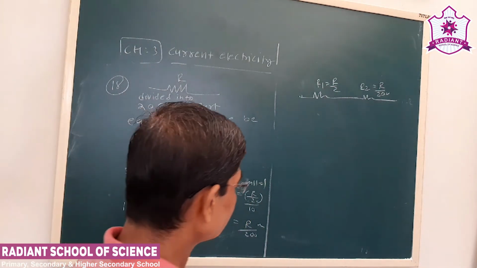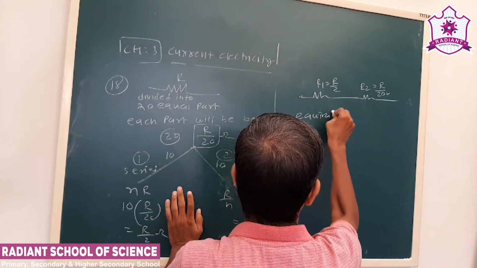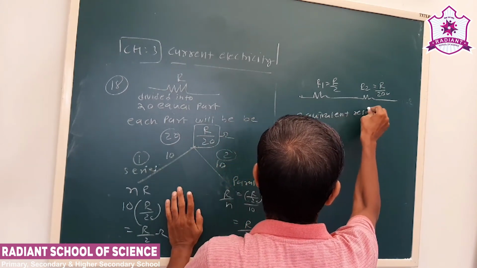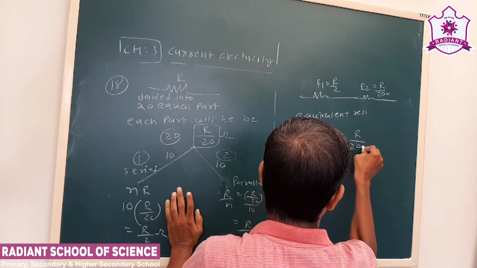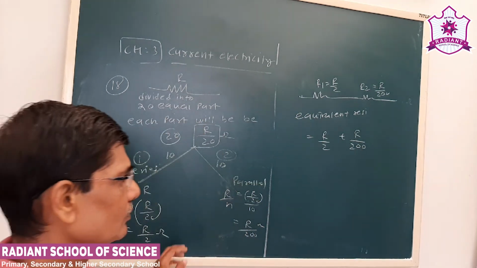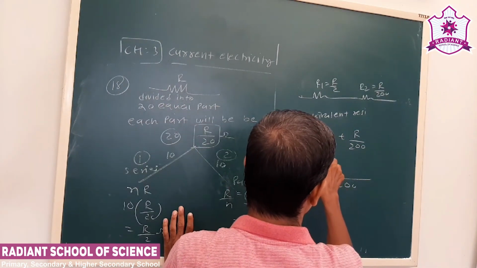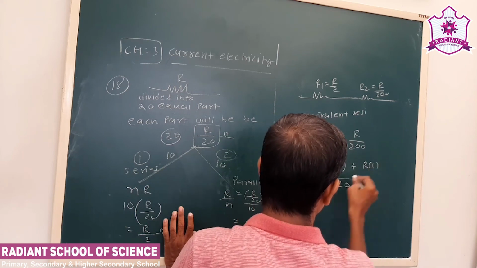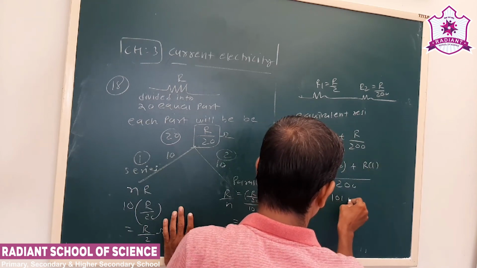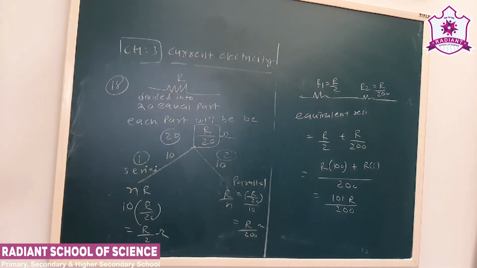Now these two are connected in series, so the equivalent resistance is R by 2 plus R upon 200. What is the LCM here? 200. 200 upon 2 is 100, 200 upon 200 is 1. So this will be 101 R by 200. This is how we can solve. So this is nothing but MCQ number 18.